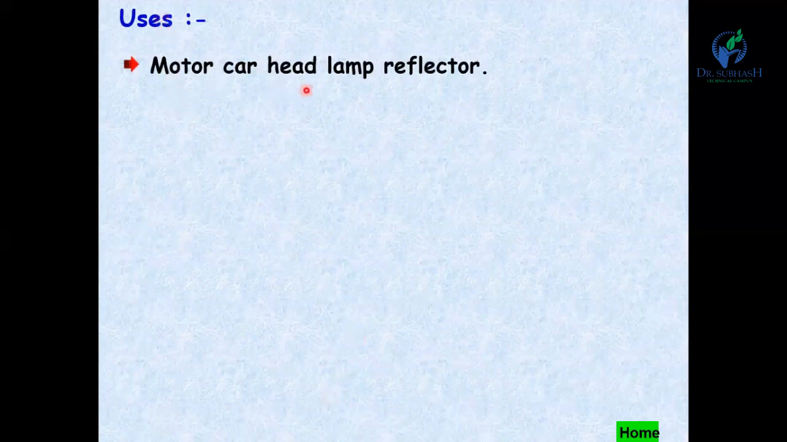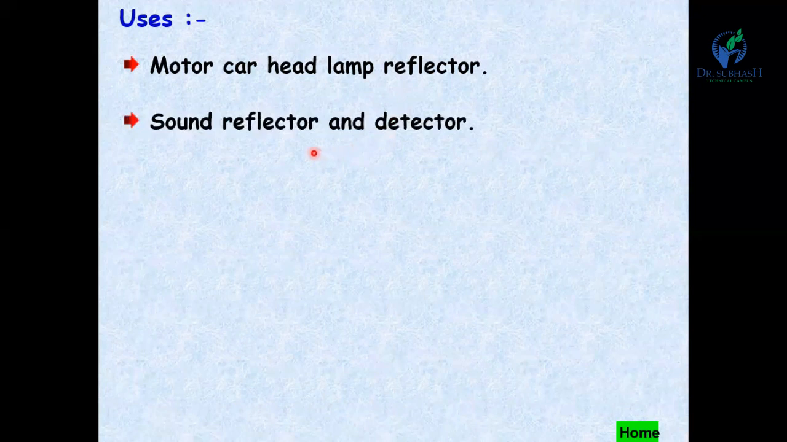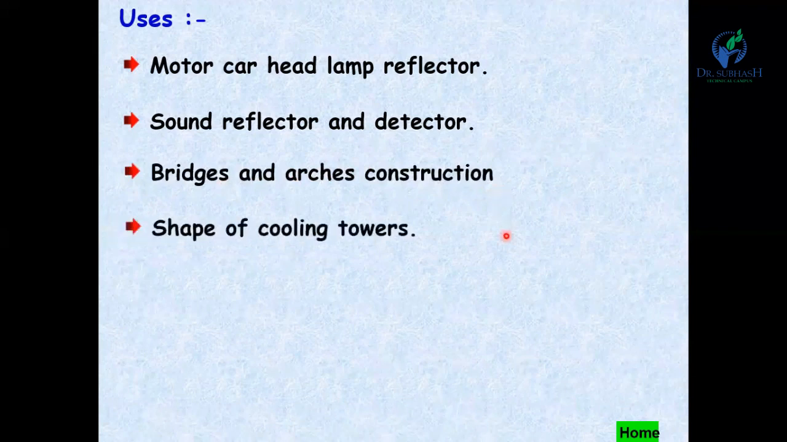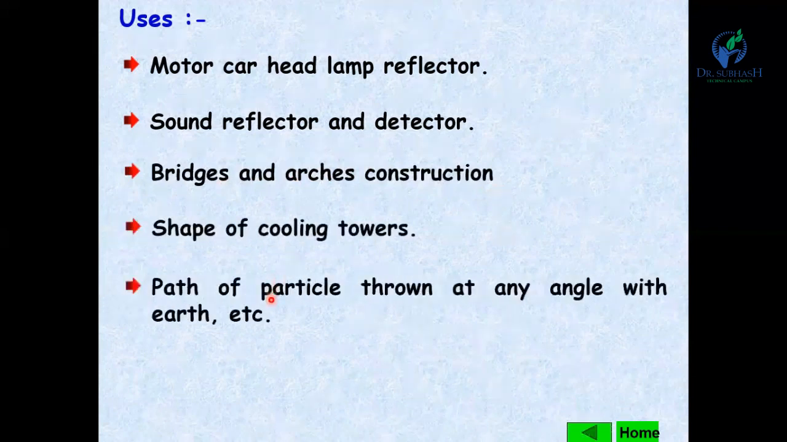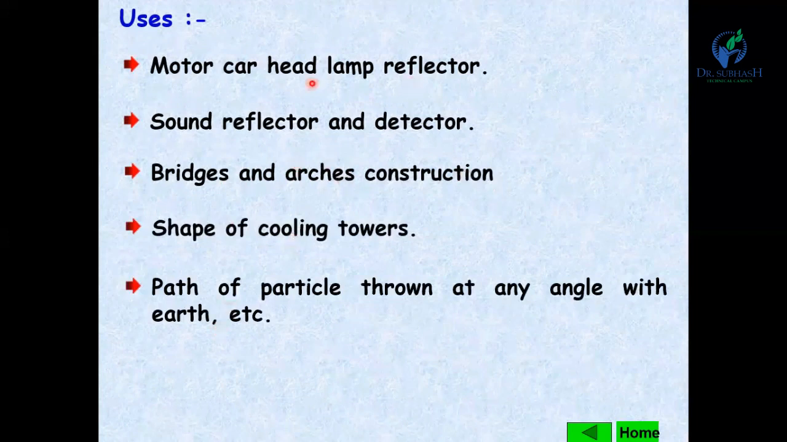Now, what are the uses of this parabola? Motor car headlamp reflectors, sound reflectors and detectors, bridge and arch construction, shape of cooling towers, and the path of particles thrown at any angle with the earth. So these are the different uses of the parabola.